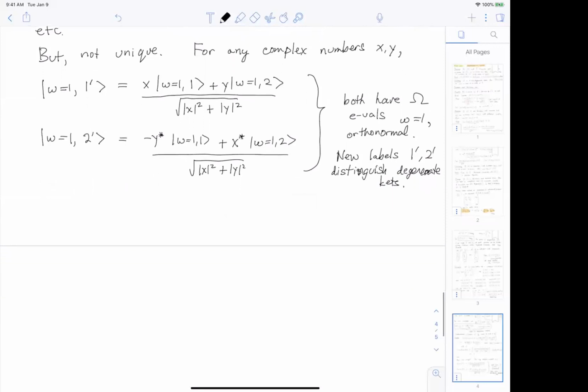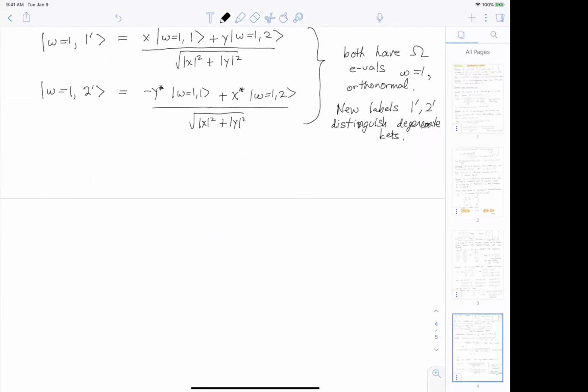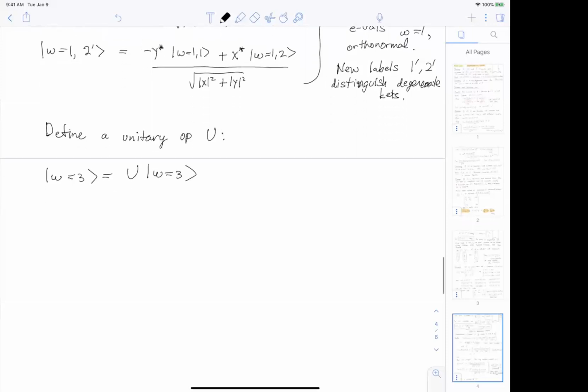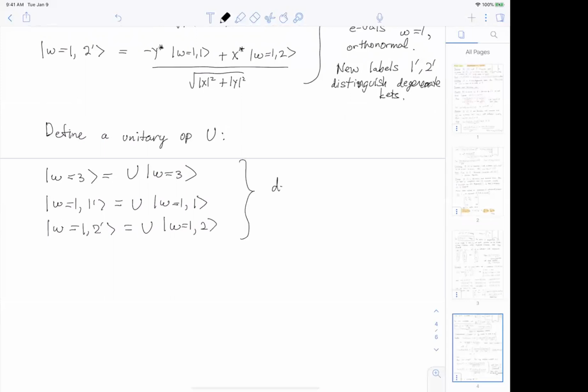Okay, so another way of saying what we did there is we define a unitary operator. Let me call it U for unitary, in the following way: omega equals 3 is the unitary operator times omega equals 3. So on that subspace of the 3 eigenvalue, it doesn't do anything, it's the identity. And then omega equals 1, 1 prime is U acting on omega equals 1, 1. And omega equals 1, 2 prime is U acting on omega equals 1, 2. So these equations put together define my operator U.